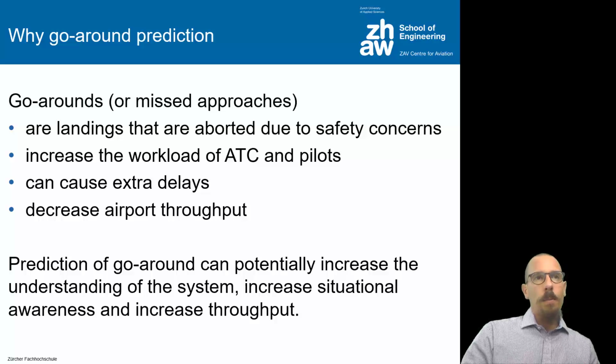So being able to predict go-arounds can potentially increase the understanding of the system of the airport that we're looking at. And it can also increase the situational awareness if, for example, the air traffic controller is presented with this information. And it can potentially increase the throughput of an airport.